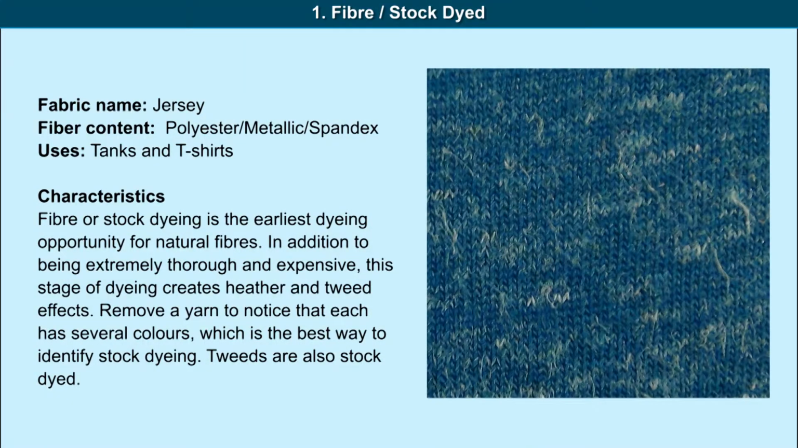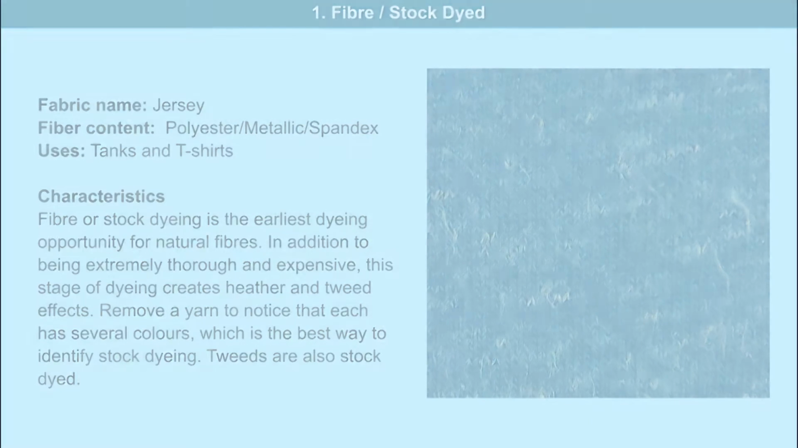Stages of dyeing. Fiber stock dyed. It is used in jersey and the fiber contents are polyester, metallic and spandex. It is used in tanks and t-shirts. Fiber or stock dyeing is the earliest dyeing opportunity for natural fibers. In addition to being extremely thorough and expensive, this stage of dyeing creates heather and tweed effects. If a yarn is removed and it is observed that each has several colors, that is the best way to identify stock dyeing. Tweeds are also stock dyed.